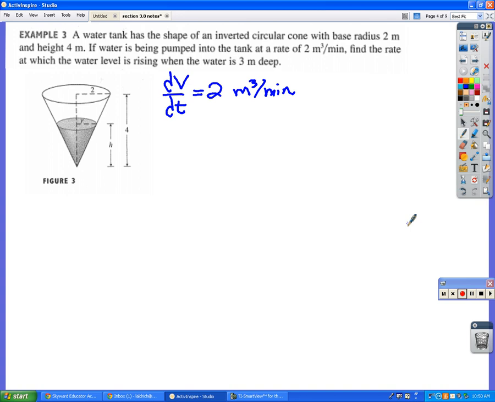So the water level is rising is what? We need another derivative here. The rate at which the water level is rising would be dH/dt. So we are trying to find dH/dt. Okay? All right.